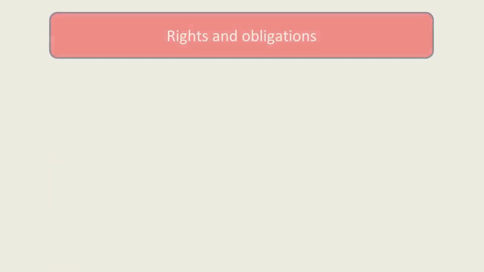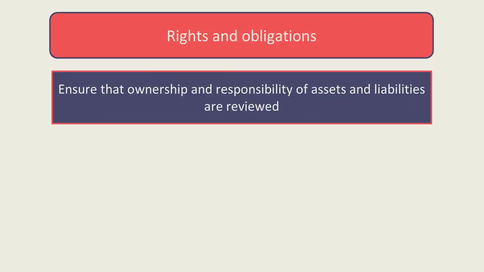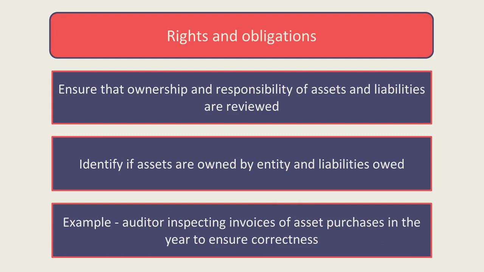The assertion rights and obligations is to ensure that ownership and responsibility of assets and liabilities is reviewed. Audit tests would be designed to identify if assets are owned by the entity and liabilities owed. An example would be the auditor inspecting invoices of assets purchased in the year to ensure they are in the company name.